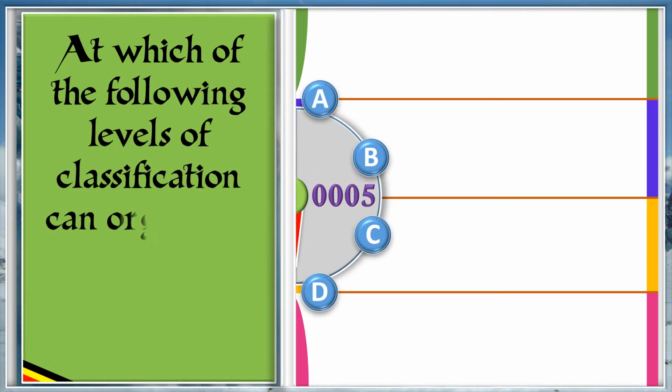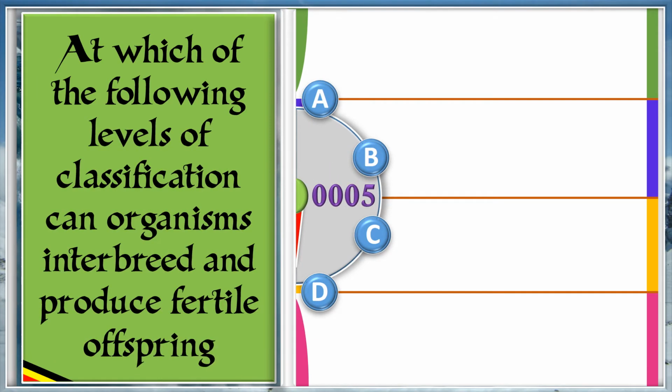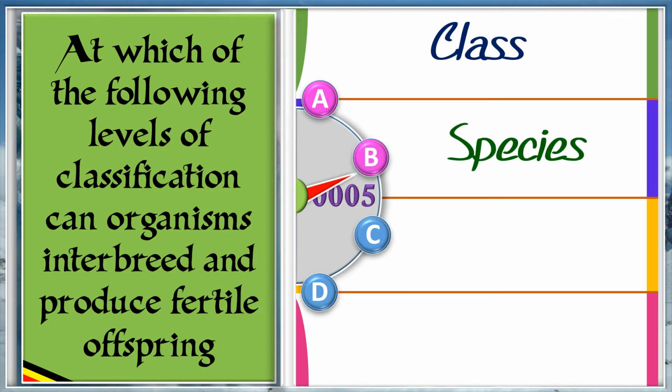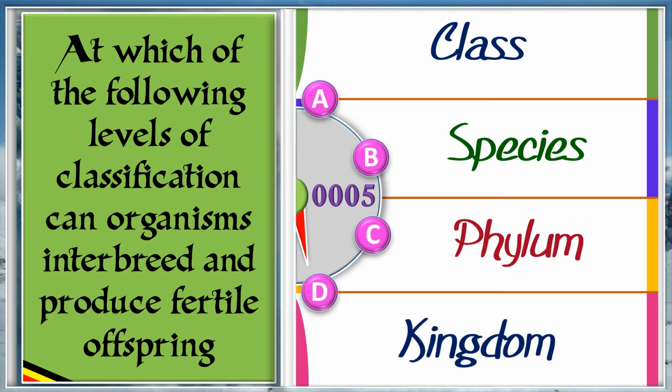At which of the following levels of classification can organisms interbreed and produce fertile offsprings? A. Class. B. Species. C. Phylum. D. Kingdom. And the answer is B. Species.